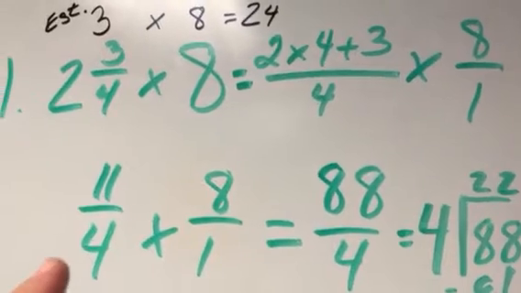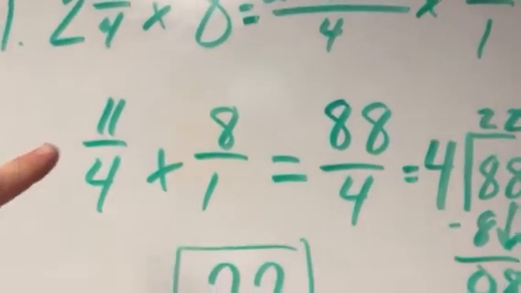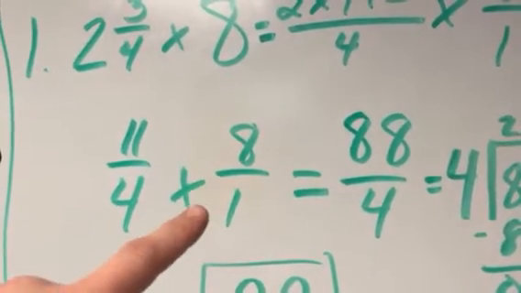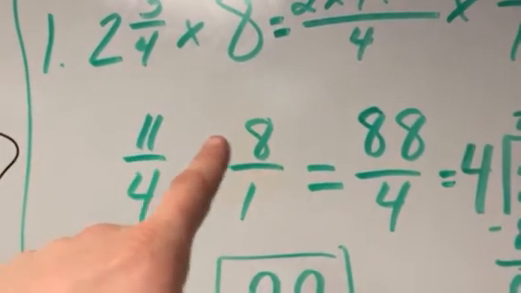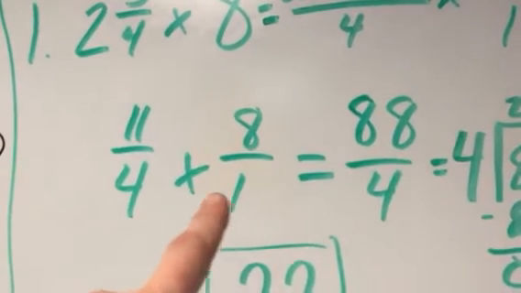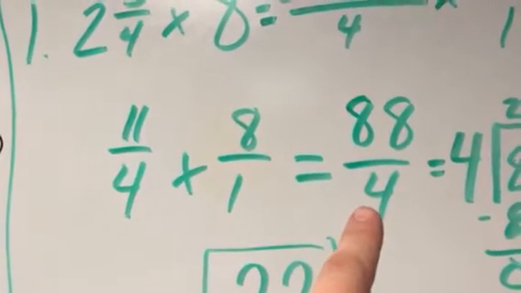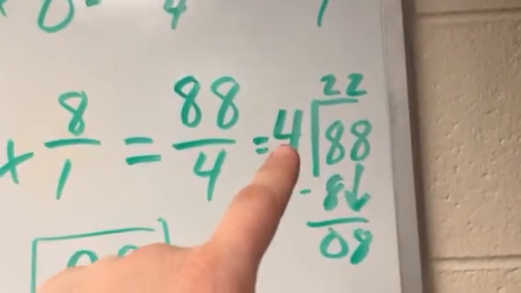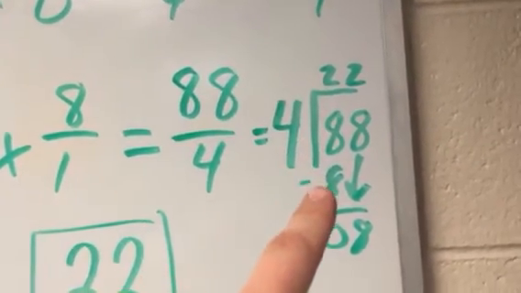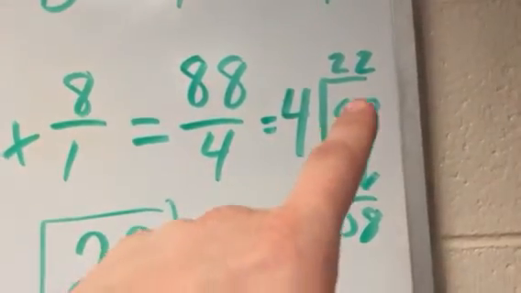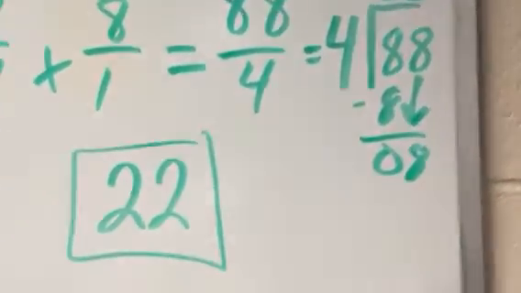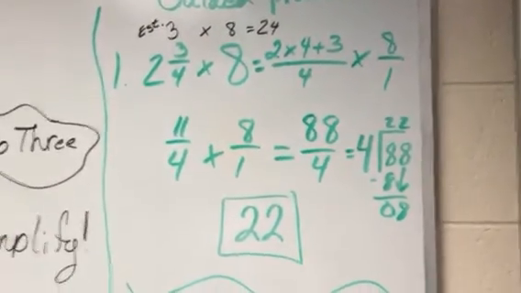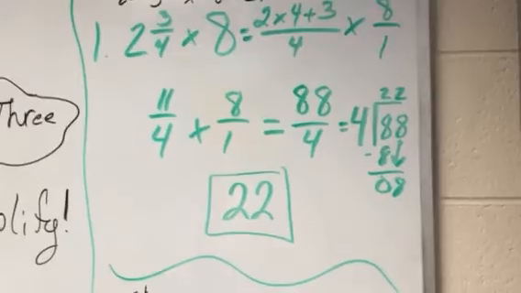When I did 2 times 4 is 8 plus 3 is 11, so I got 11/4 was equal to 2 3/4, times 8 over 1. Multiply the numerators, 11 times 8 is 88, 4 times 1 is 4. Then I had to go to step 3 and simplify. 88 divided by 4, 4 goes into 8 2 times, minus 8, bring down the 8, 4 goes into 8 2 more times, so my answer was 22. Notice 22 is pretty close to 24, so I know that my answer is reasonable.